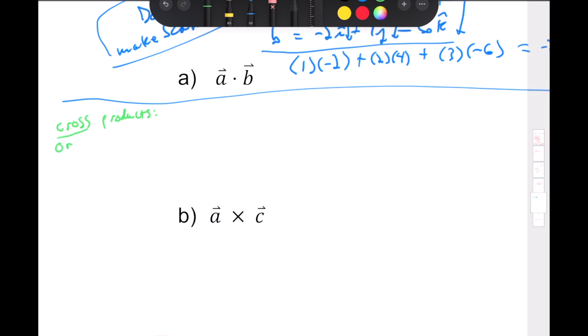Order matters. And they produce vectors. So unlike the dot product, what's going to come out of a cross product is another vector. You start off with two vectors, get another vector. And it's the right-hand rule, basically. Remember the right-hand rule from EE or physics? You have two vectors. The right-hand rule gives you that third vector.